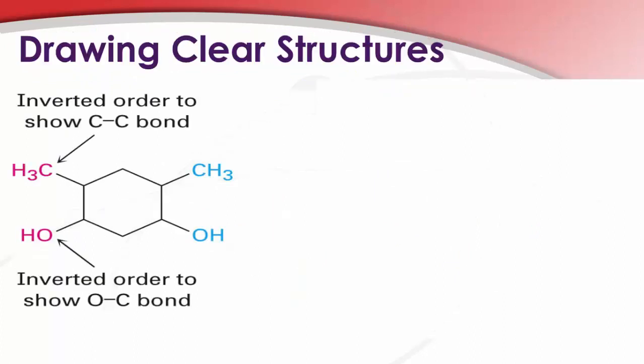Okay, a few more tricks about drawing clear structures. Where you can, it's better to take the CH3 and invert it so that the carbon is what's on the bond, just to make it a little clearer to the observer. Similarly, you can invert the OH to show that it's oxygen that's bonded to carbon and not hydrogen.